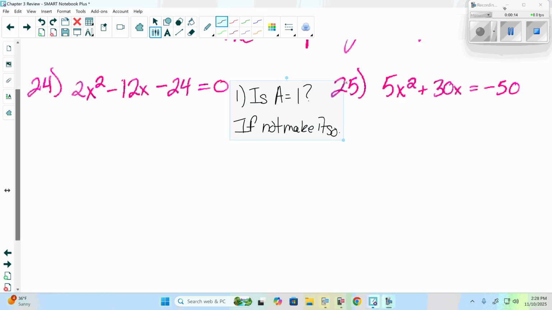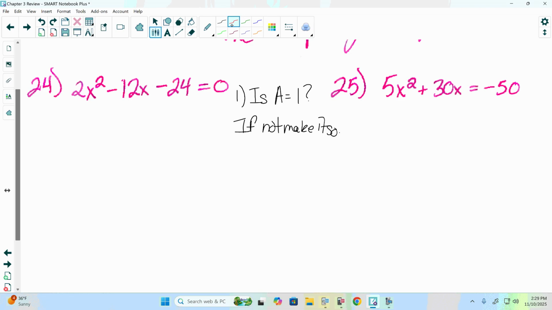Now, for the most part with completing the square, as long as the x squared term and the x term are on the same side, we don't have x's on both sides, we don't have x squareds on both sides, we can start. But if you're not sure if it's set up correctly or not, just get it equal to 0. If you get it equal to 0, it's a good place to start. After that, we can move on to step number 1.